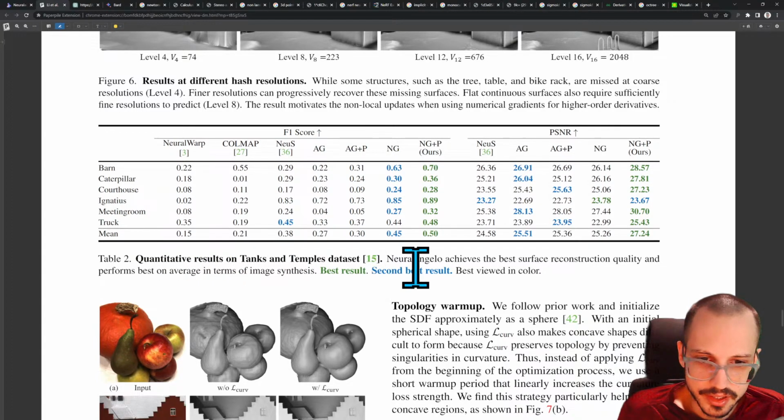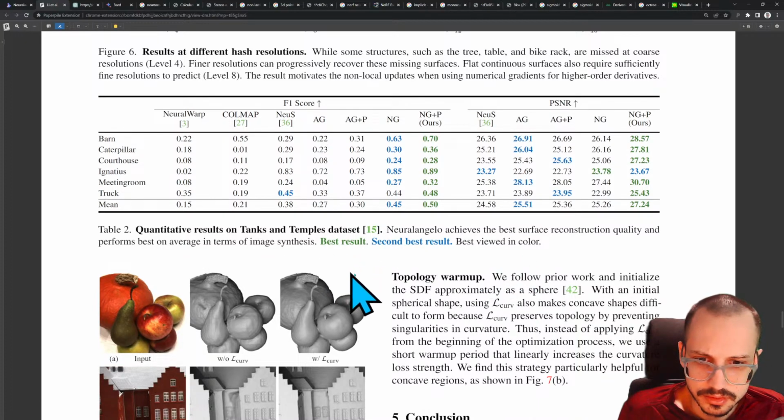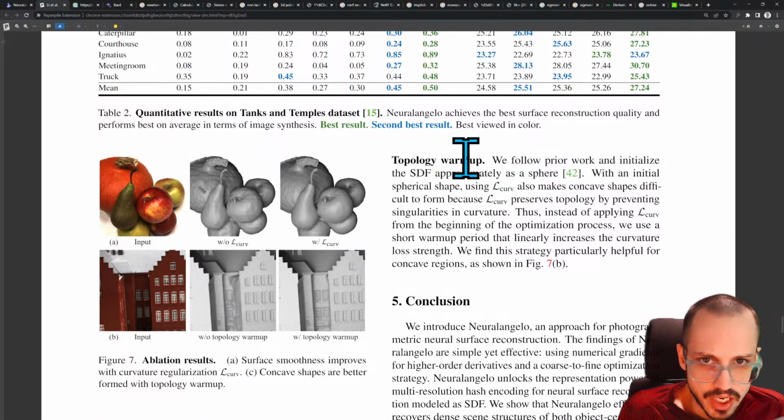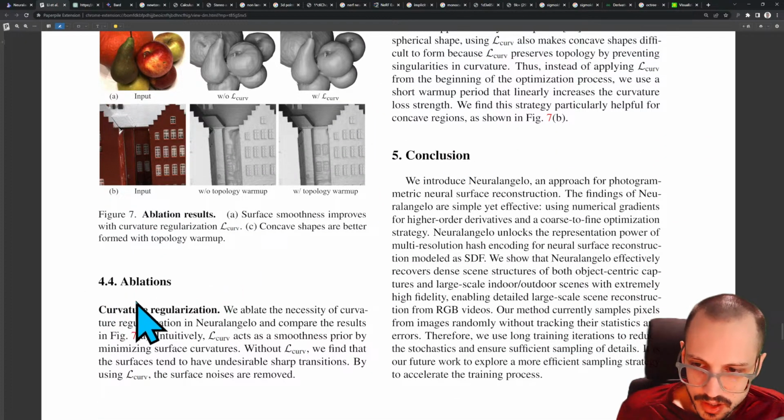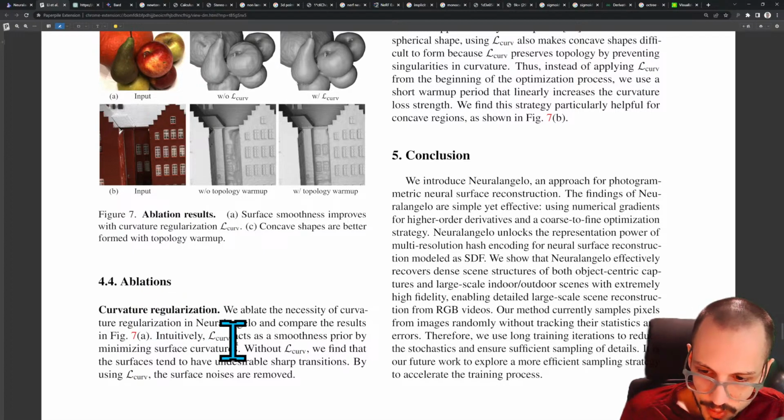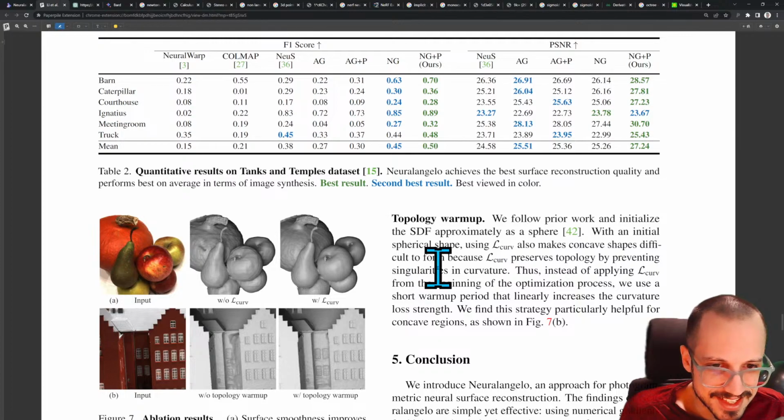Qualitative results on the Tanks and Temples. Ablations, curvature regularization. So with or without this L curve that they add, let's see. Without L curve, we find that the surfaces tend to have undesirable sharp transitions. Okay, so the L curve regularizes the curvature, which is what we wanted, I guess.